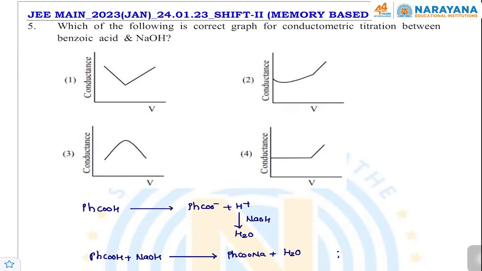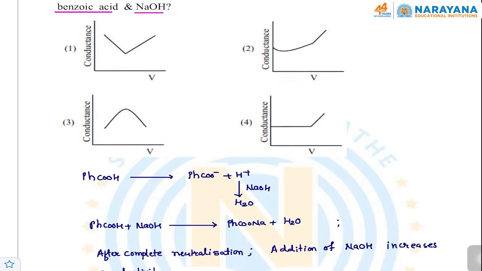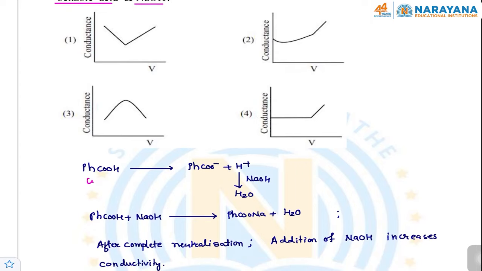Next, this is a titration of benzoic acid and sodium hydroxide. Conductometric titration is given. It is asked what the plot between conductance and the volume of sodium hydroxide added looks like. As we know, benzoic acid is a weak acid. As it is a weak acid, it dissociates slightly to give benzoate ion and H plus ion.